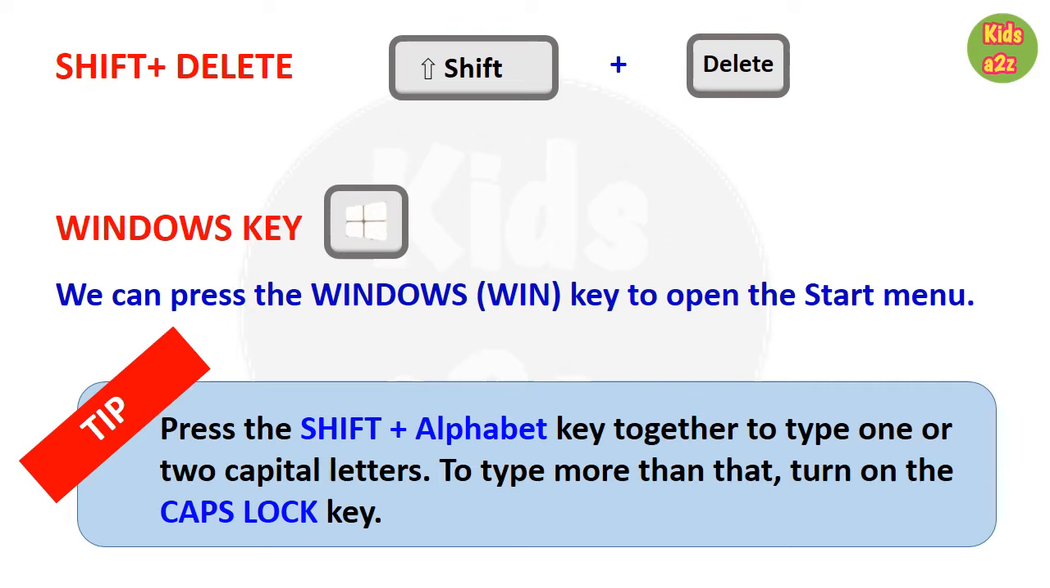Next is Windows key. We can press the Windows or Win key to open the Start menu. Now a special tip, press the Shift and alphabet keys together to type one or two capital letters. To type more than that, turn on the caps lock key.